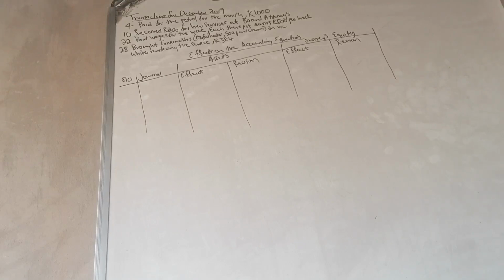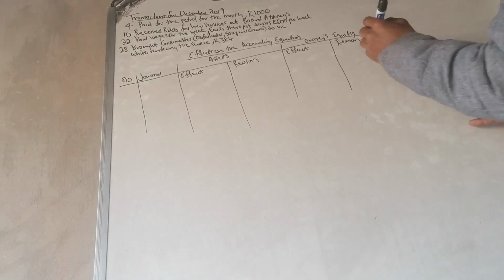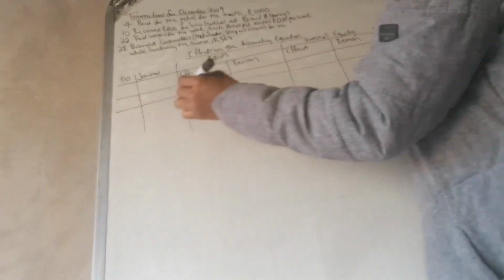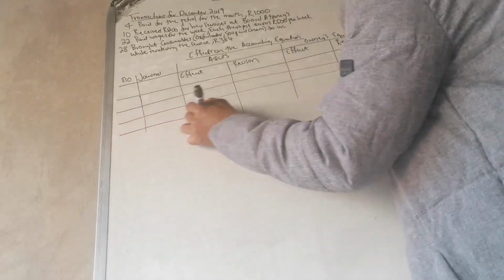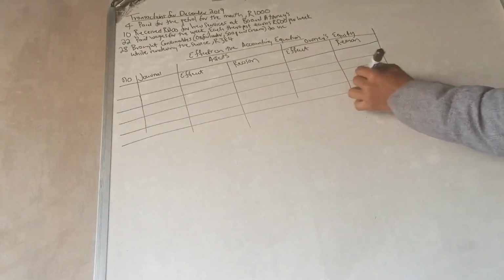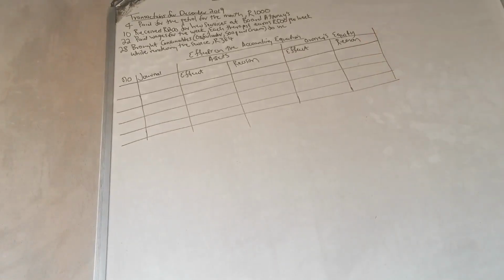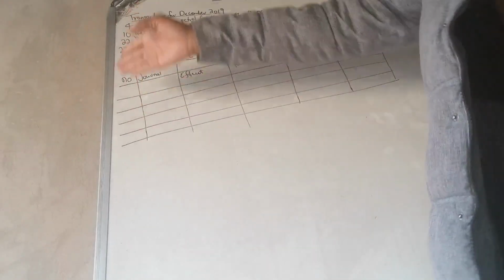And then what is it that we are doing here? We want to show the effects of these transactions on the accounting equation. Now, I'm going to do this, and I'm also going to do that. Can somebody tell me, what do I write on the number there? What is it that I should write on this block where we have the number, or one can refer to that as the date? Okay, the first transaction.